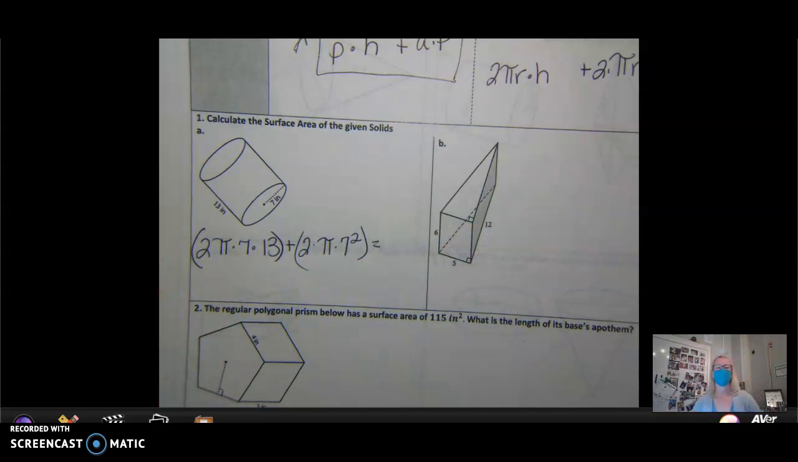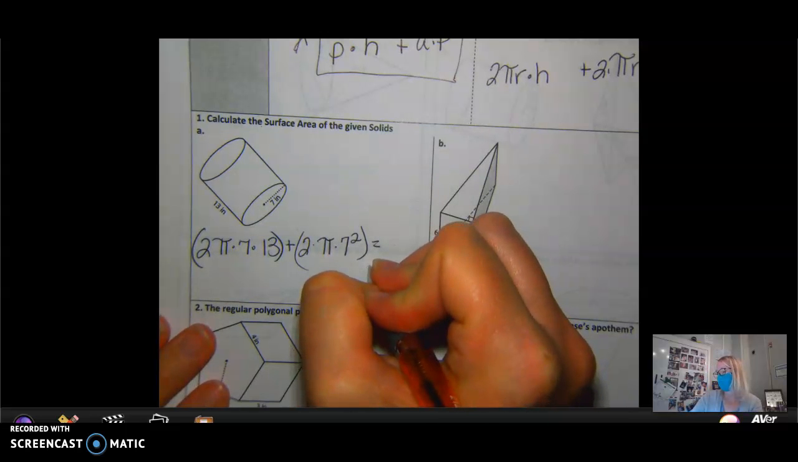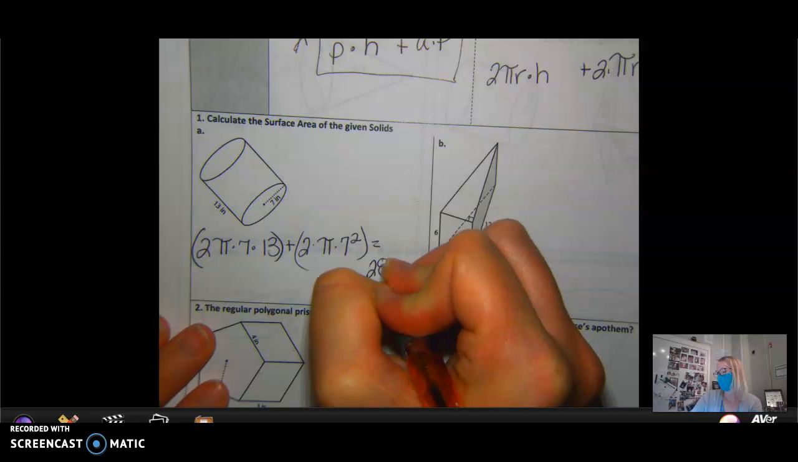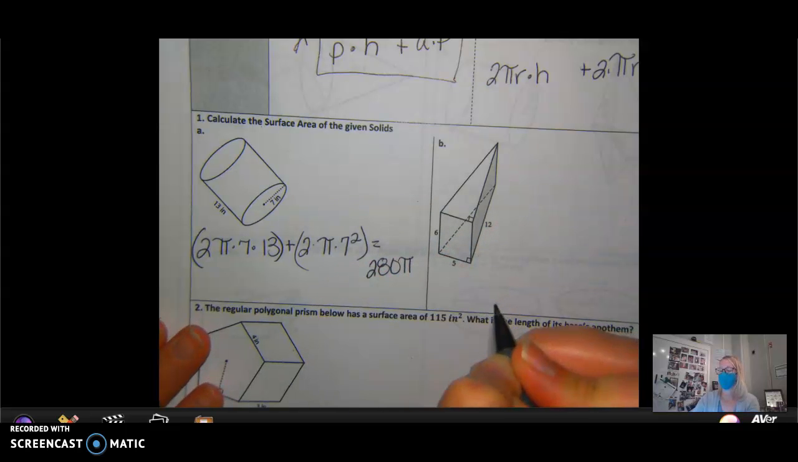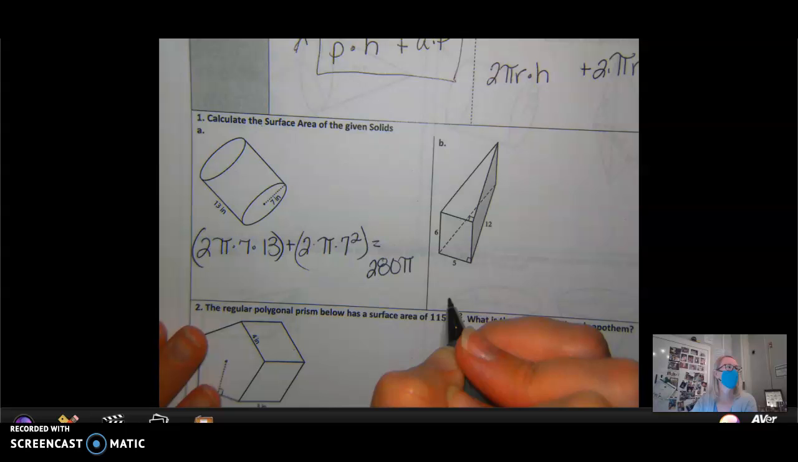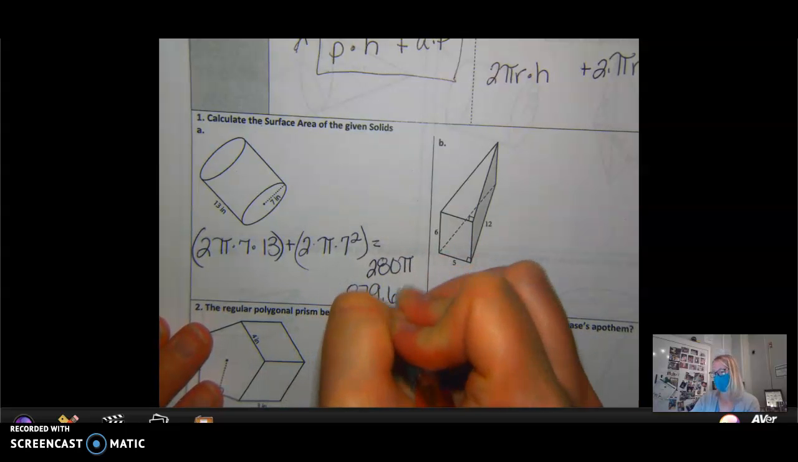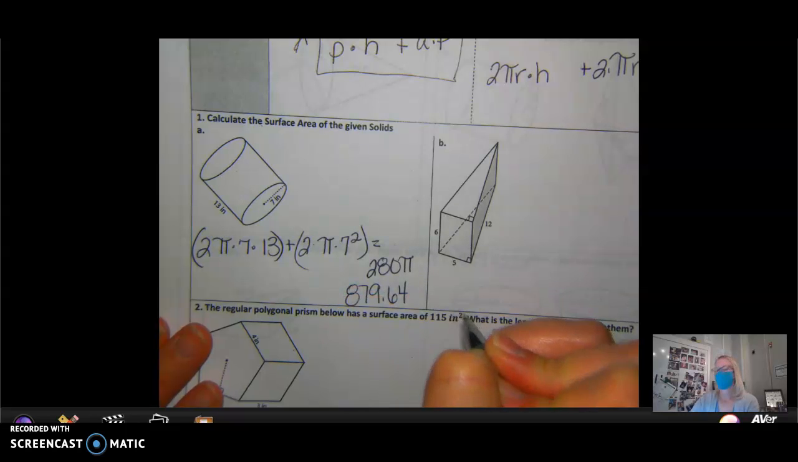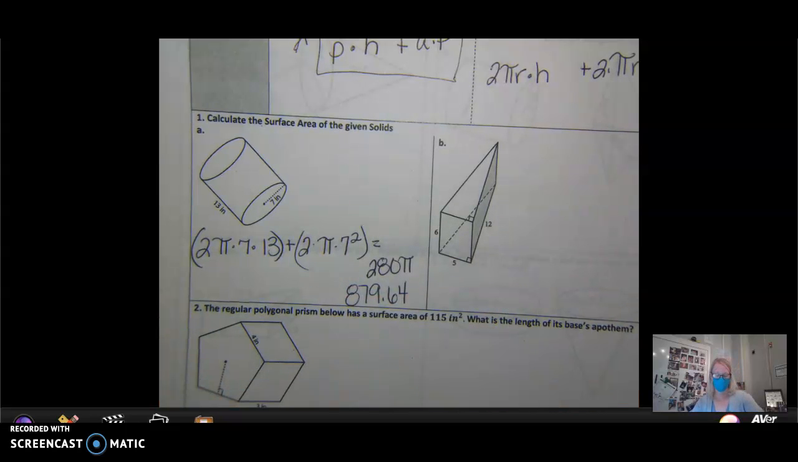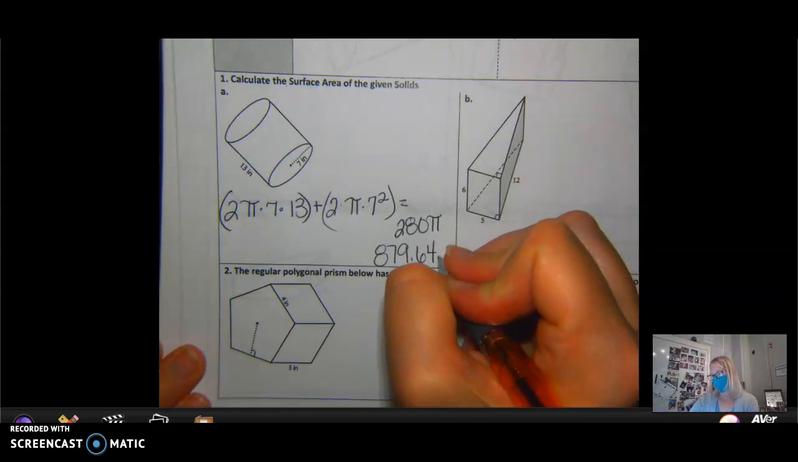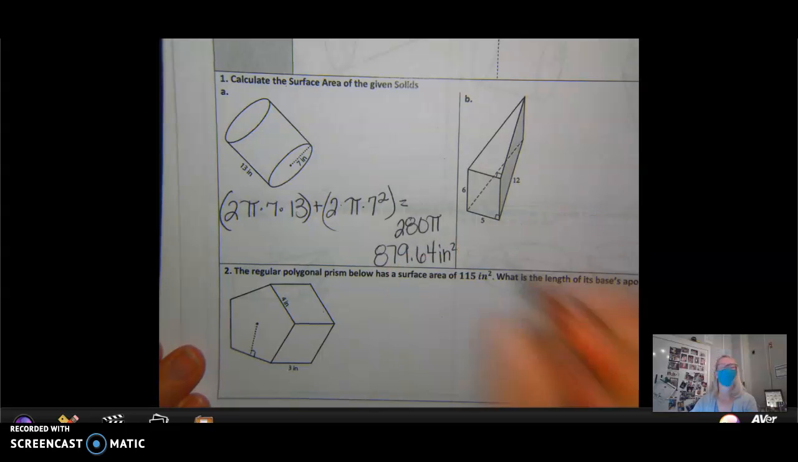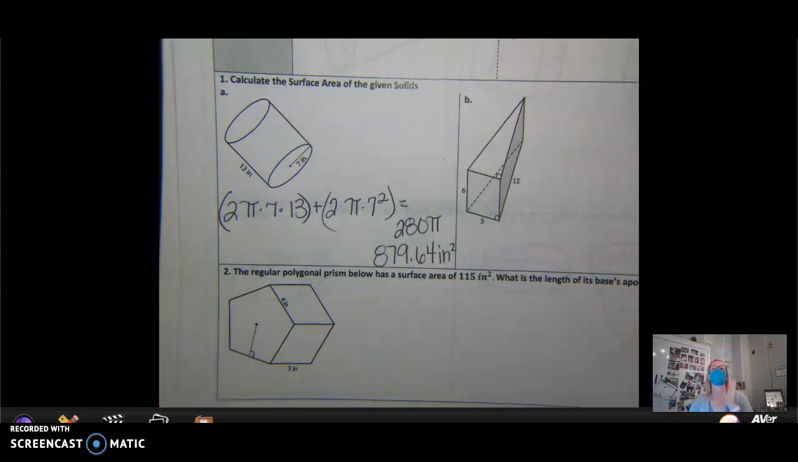Someone tell me what you get when you do that. 2 what? And if you multiply through by pi, what do you get? 879.6. You guys agree? What would my units on surface area be? Inches squared. Because it's all area. So area is squared, right?